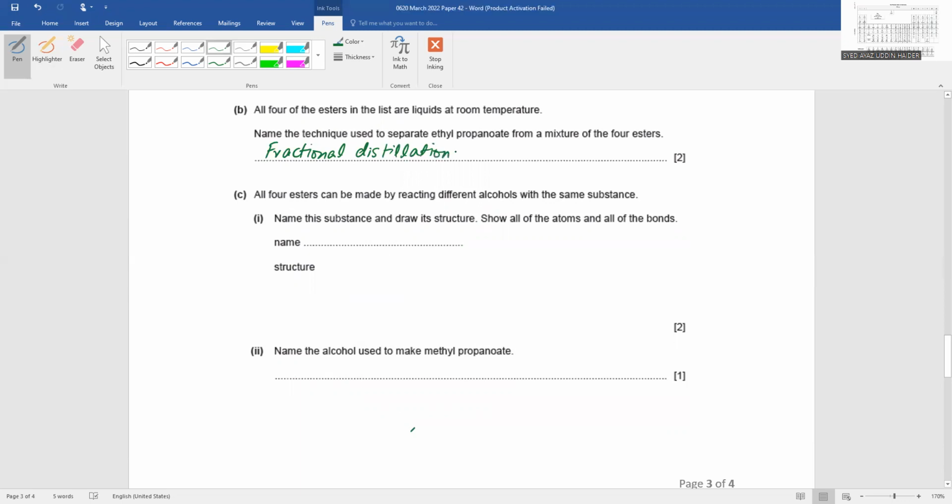All 4 esters can be made by reacting different alcohols with the same substance. Name this substance and draw its structure. Show all of the atoms and all of the bonds. Name, structure. It's propanoic acid. Very easy, propanoic acid. The reason is that we are getting propanoate. Propanoate is coming from propanoic acid, and the alkyl group is coming from alcohol. So we have to draw the structure of propanoic acid. There are 3 atoms of carbon, 1, 2, 3. The third one will definitely carry the functional group, that is COOH. I'm showing each bond.